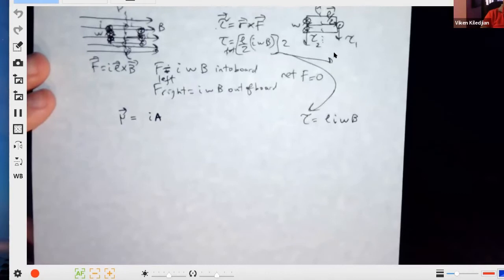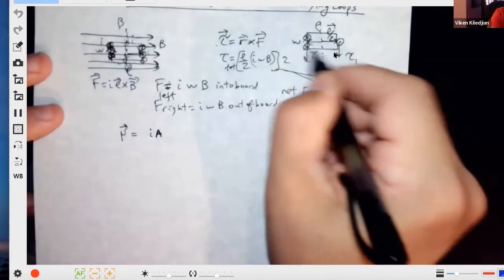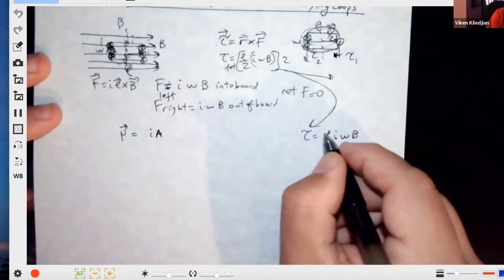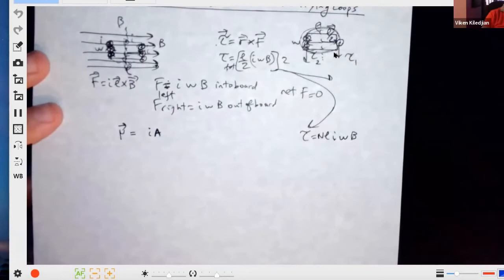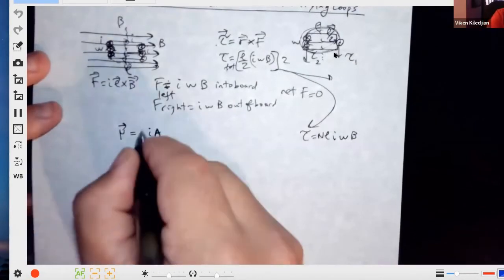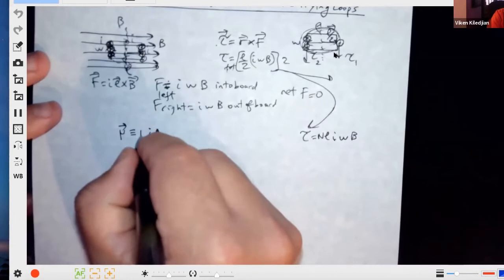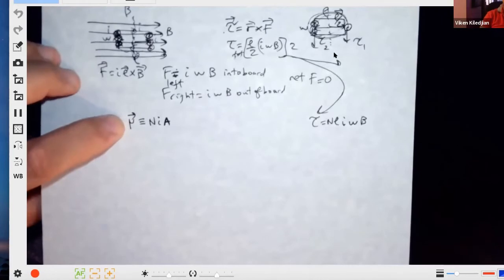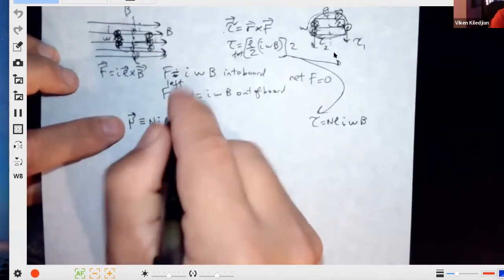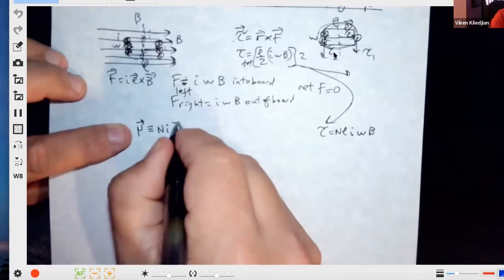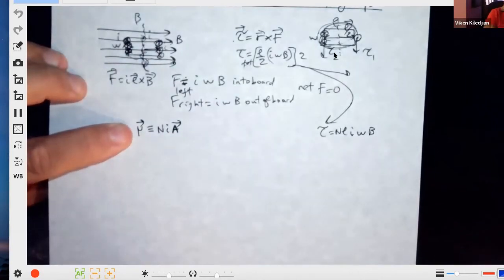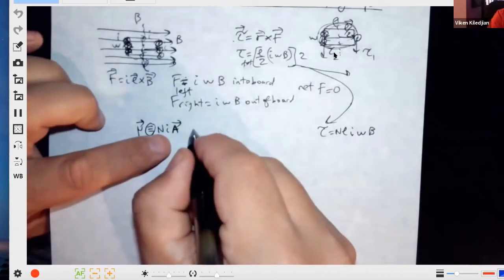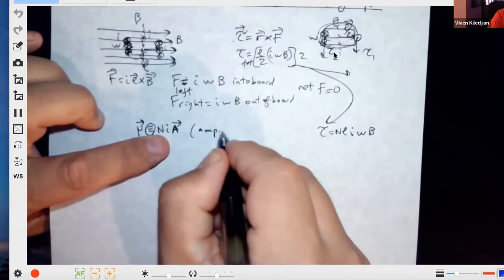Okay. And if there are N number of turns of the wire, so if it keeps looping around, then the torque is going to be N L I W B. So then the magnetic moment can be defined as NIA. So if it's a vector, it also has to have a direction. So the direction of that is going to be in the direction of the area vector. Okay. So this is a definition, essentially. Three lines means definition. So the magnetic moment is going to be in amp meters squared.